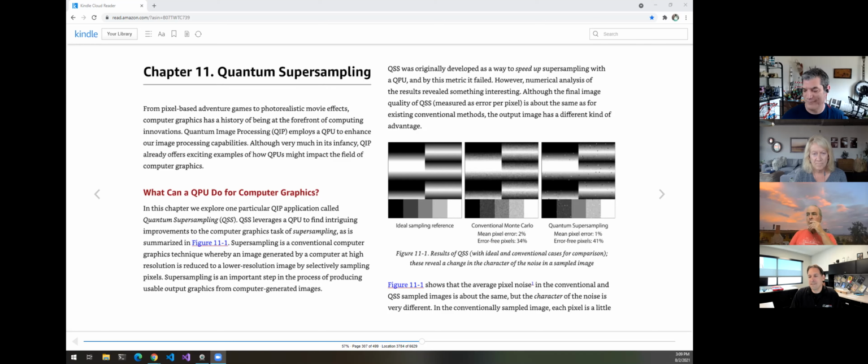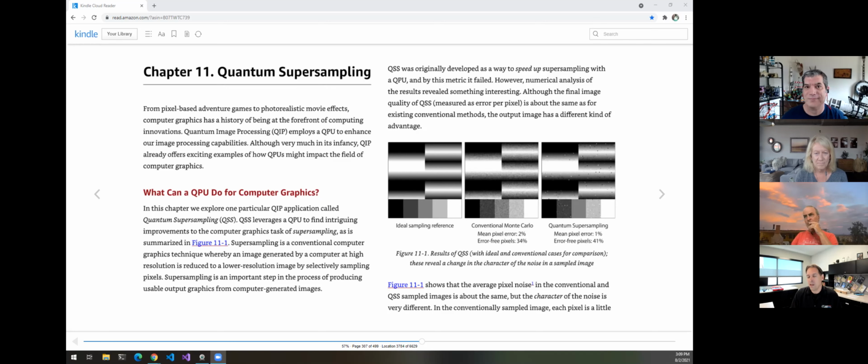QSS, quantum super sampling, was originally developed as a way to speed up super sampling, and by that measure it failed. So here's a great case. Well, we thought quantum was going to be a great leap forward, and it actually was not. But one thing you did say is they came up with some interesting results that are worth looking into.